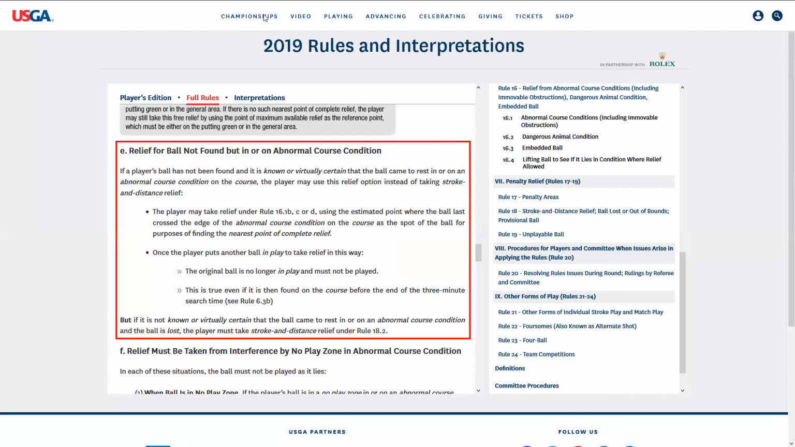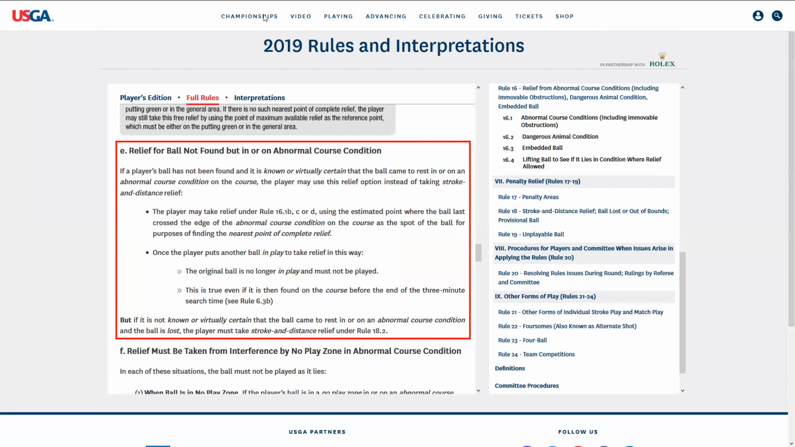Here's how I remember 16.1E. 16.1E is a three-step process. All the rest of them are a two-step process, or a one-step process if it's on the putting green. If you can't find your ball in an abnormal course condition, it's a three-step process. What do you have to do first? You have to find the spot where it last crossed the edge of the abnormal course condition. And then you treat the ball as if it's lying there. That's step one. Step two is you have to find the nearest point of complete relief.